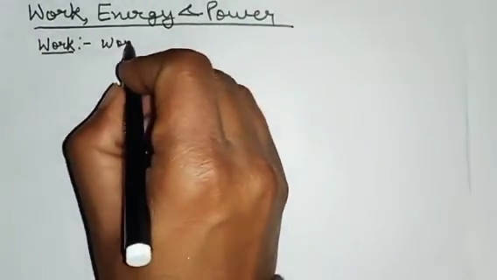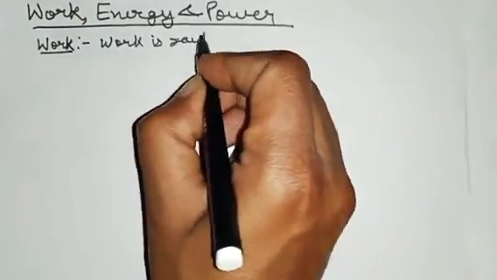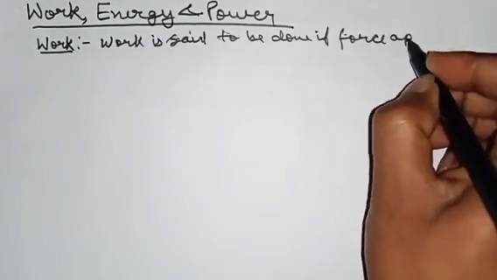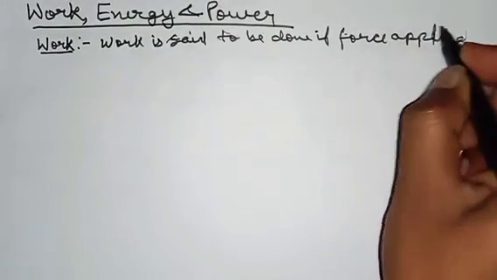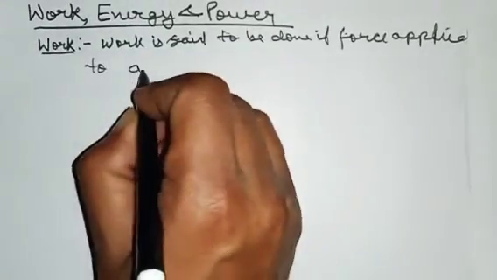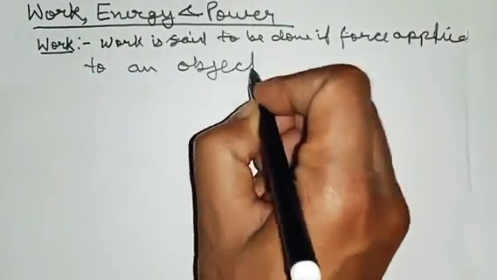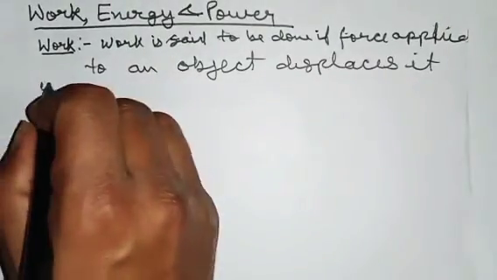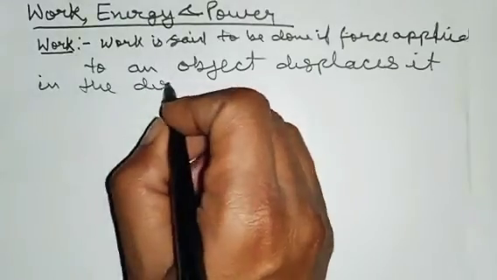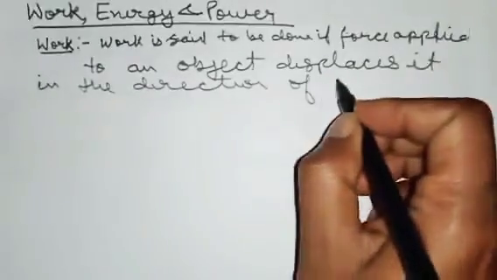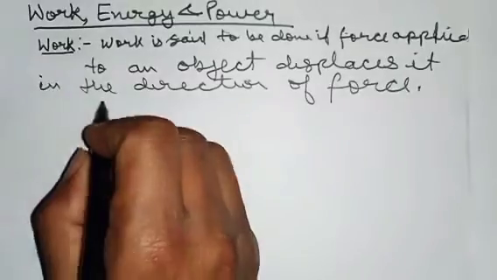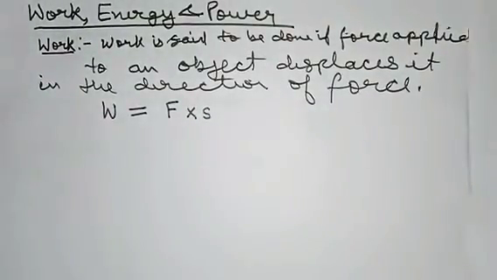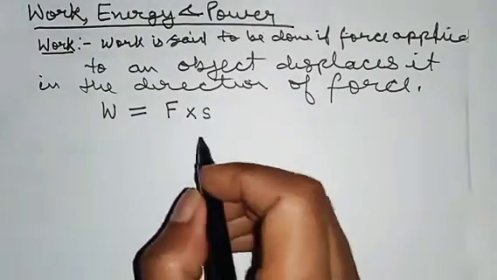Work is said to be done if force applied to an object displaces it in the direction of force. So, here we have a formula to calculate work. Work equals force multiplied by displacement.